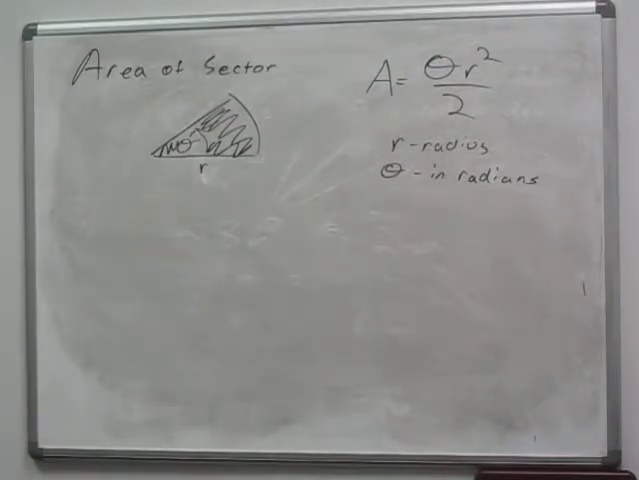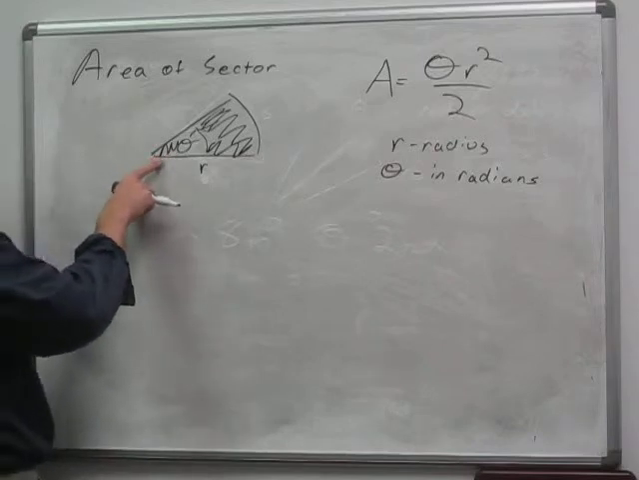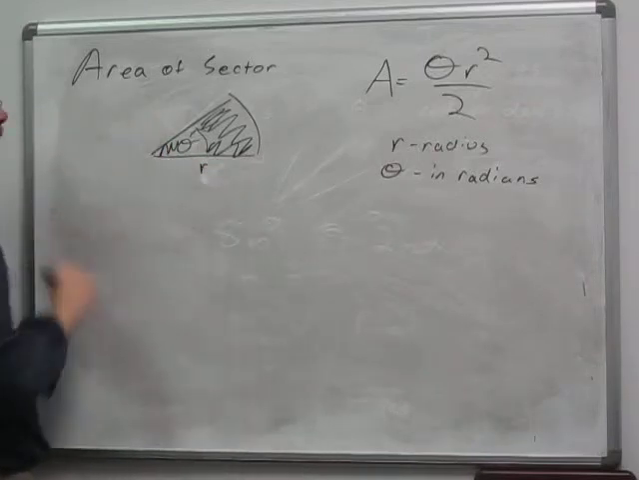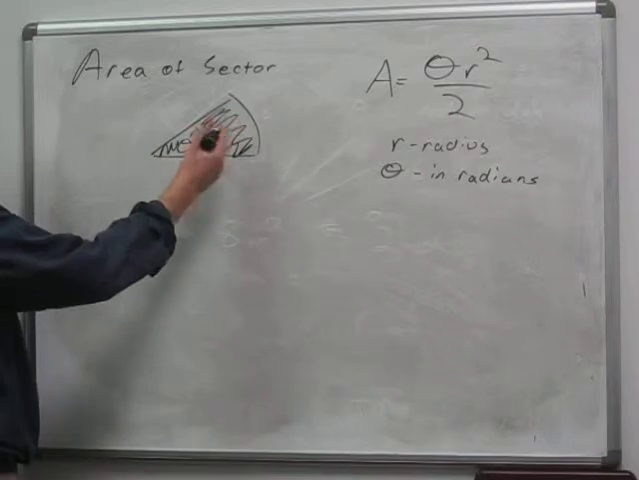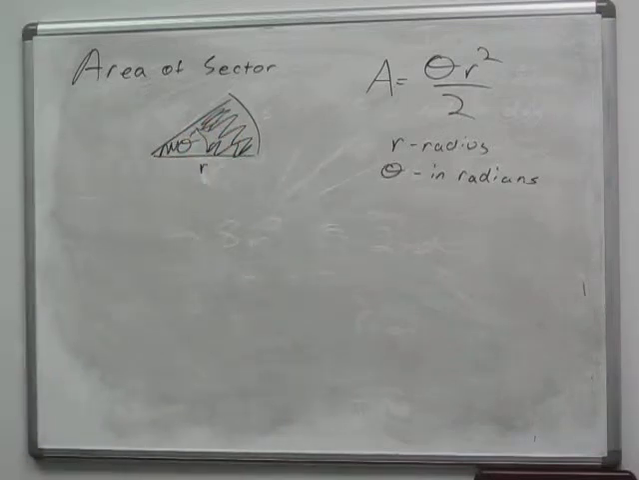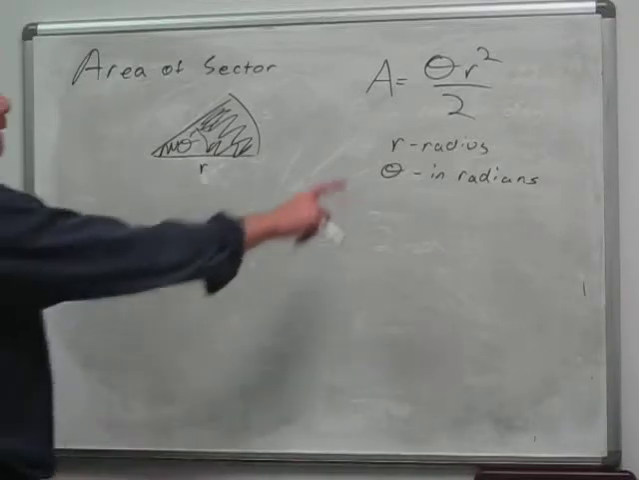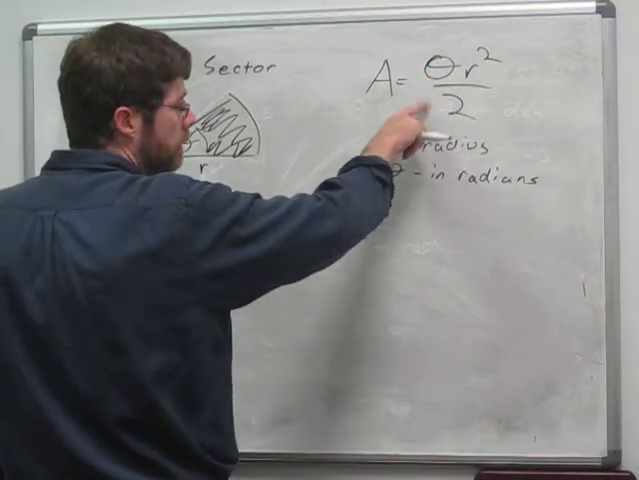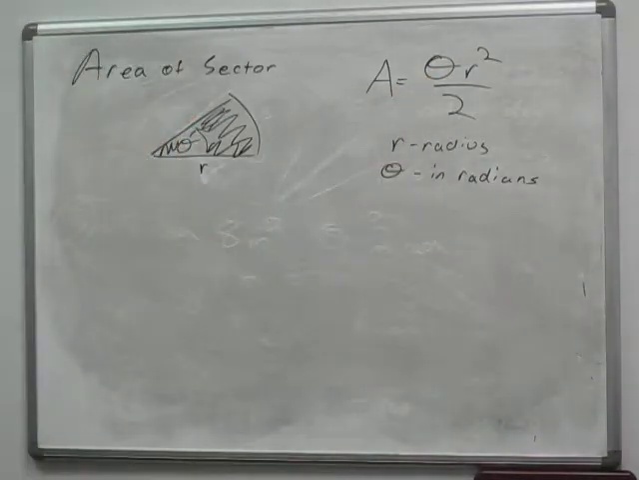In this video we're going to work some area of sector problems in a rather straightforward manner, just using the formula. So an area of a sector, we just take a ray of length r, we rotate it some measure, and we form a wedge, and the area of that wedge is what we call the area of the sector. The formula for area is given by theta times r squared over 2, where r is the radius and theta is in radians. We will develop that formula in the next video.